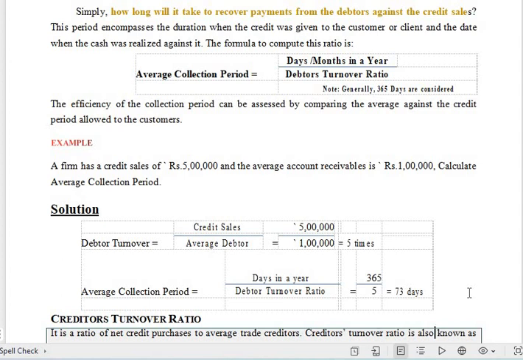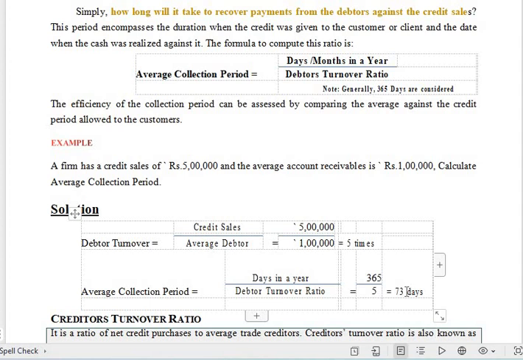So first step, you have to calculate the debtor turnover ratio. What is the formula? Credit sales divided by average debtor. Credit sales given is 5 lakh divided by average accounts receivable 1 lakh, which gives 5 times. So 365 divided by 5 times gives 73 days. So whatever credit sales are in the business, you are going to convert all of them into cash within 73 days.